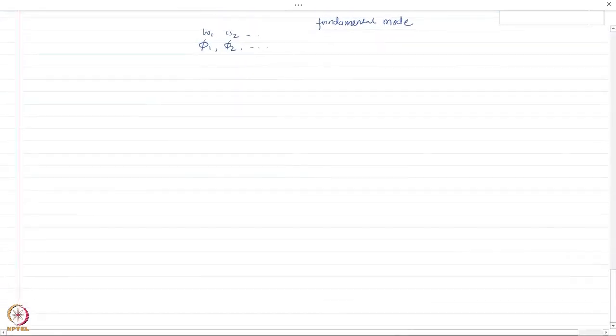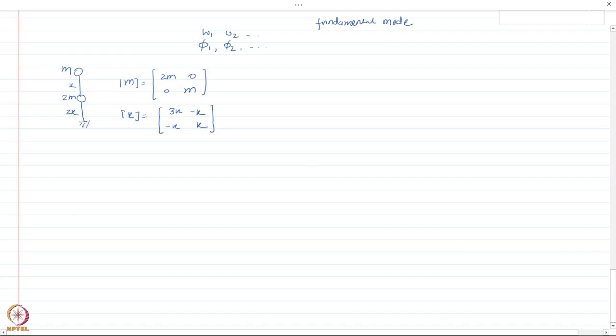I'm going to take the example of just what we have seen above. I have a 2 degree of freedom system with story stiffnesses k, 2k and k, and masses 2m and m. The mass matrix I had assembled as 2m, 0, 0, m, and the stiffness matrix as 3k, minus k, minus k, and k. So let us see what the modal frequencies and modal shapes are for this 2 degree of freedom system.